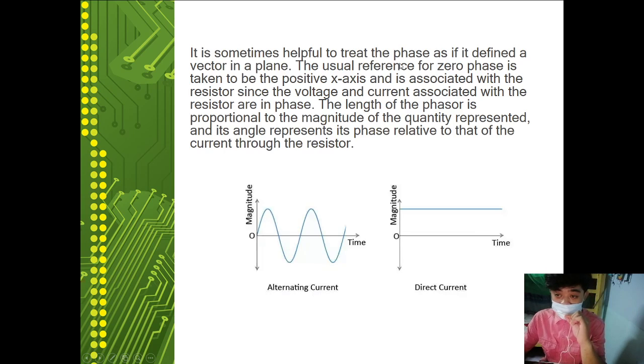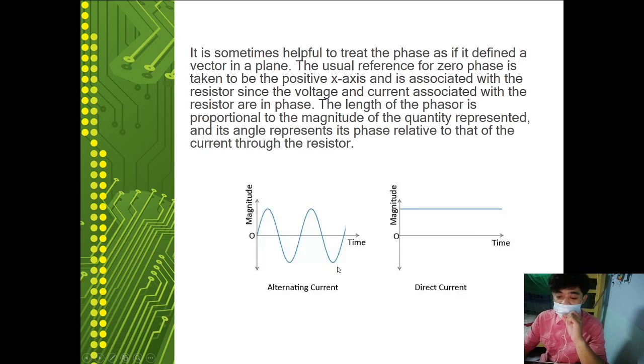It is sometimes helpful to treat the phases as if it is a defined vector in a plane. The usual reference for zero phase here is taken to be the positive x-axis and is associated with the resistor, since the voltage and the current associated with the resistor are in phase. The length of the phasor is proportional to the magnitude of the quantity represented, and its angle represents its phase relative to that current through resistors.